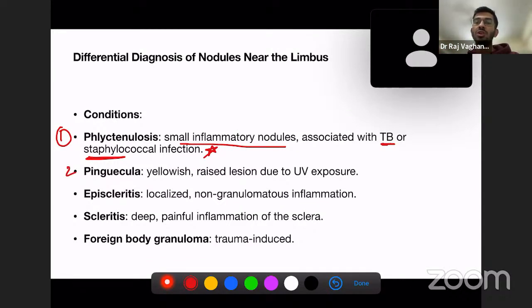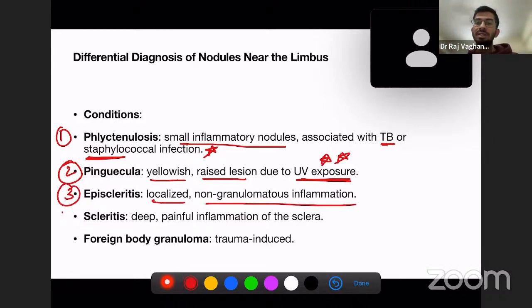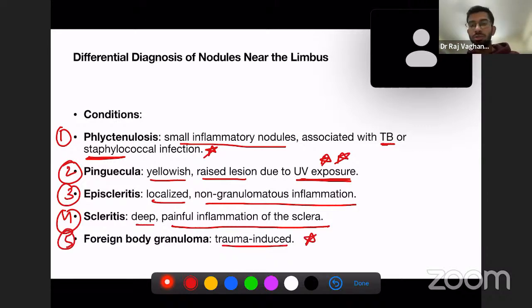Then you can have pinguecula, a yellowish raised lesion due to UV exposure. Very important, UV exposure. Episcleritis is a localized non-granulomatous inflammation. Scleritis is a deep painful inflammation of the sclera. Or you can have foreign body granuloma, which is trauma induced. Pinguecula is due to UV radiation, phlyctenulosis is due to TB or staph infection. So these are the differential diagnoses of nodules near the limbus.